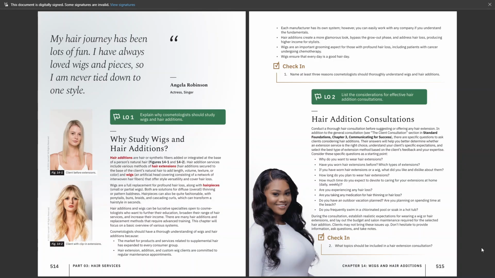Learning objective number 2. List the considerations for effective hair addition consultations. Hair addition consultations. Conduct a thorough hair consultation before suggesting or offering any hair extension. In addition to the general consultation, see the Client Consultation section in Standard Foundations Chapter 3, Communicating for Success.